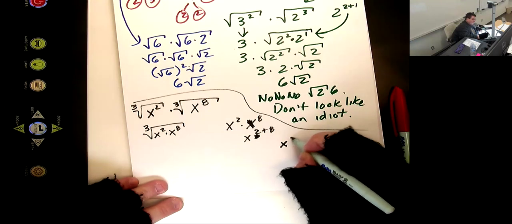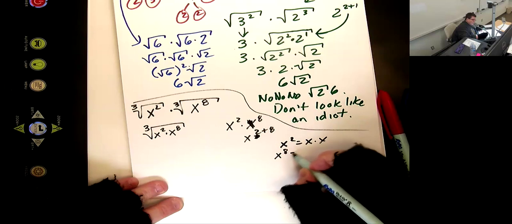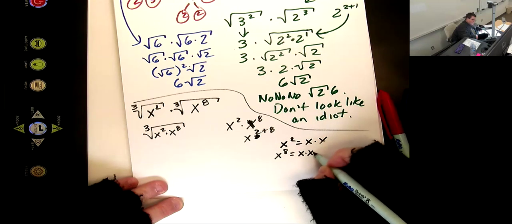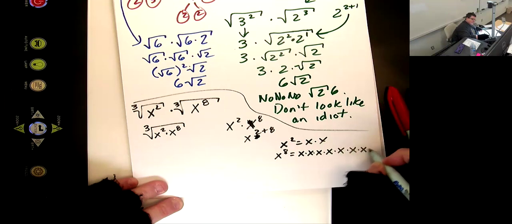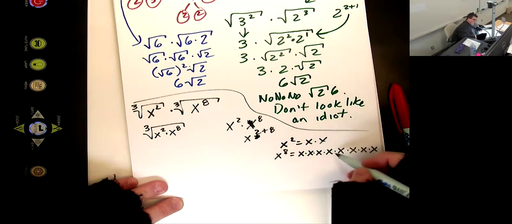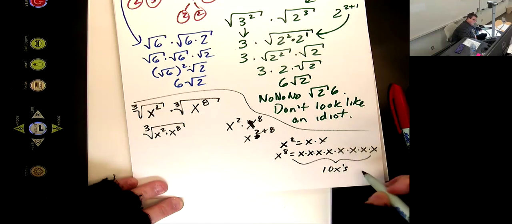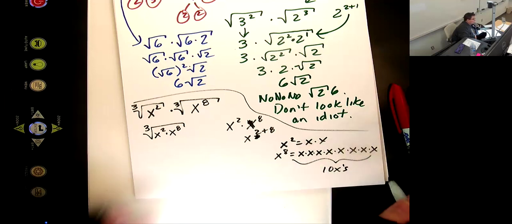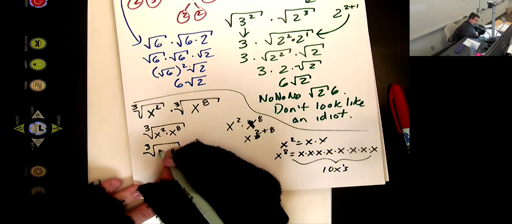X squared is x times x. X to the 8, I wish I hadn't said I'd show you right now. That's a lot of x's, right? And if I multiply them together, there are 10 x's. So this is the cube root of x to the 10th power.